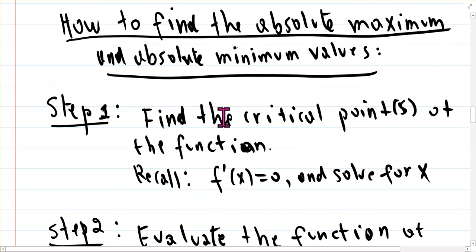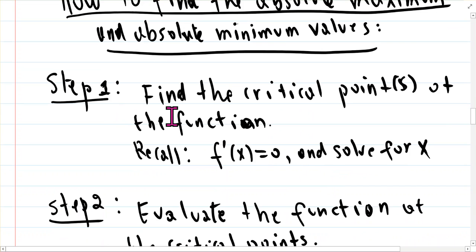To find those absolute maximum and absolute minimum values of a given function f of x, the first step is to find the critical points of the given function. We already discussed the critical points. To get the critical points, you take the derivative of the function, set the derivative equal to 0, and then solve for x. The solutions of f prime of x equals 0 are what we call the critical points.